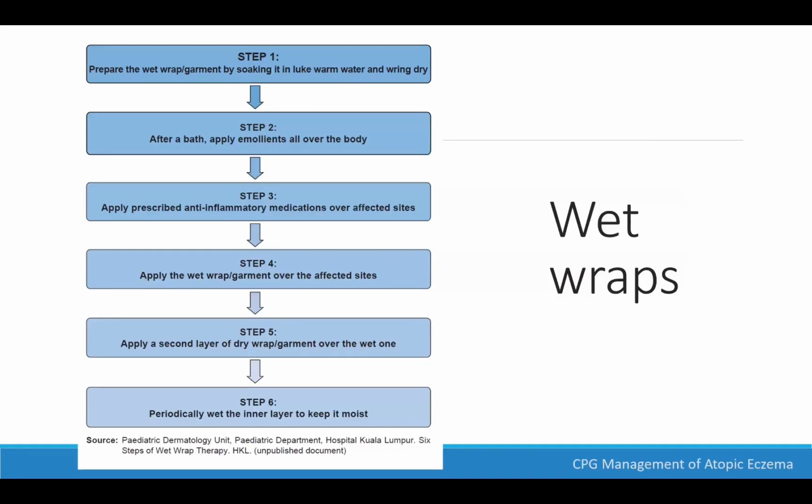You can also consider the use of wet wraps. So this is commonly used for pediatric patients with atopic eczema, but not when they are having an infection. So in step 1, you prepare the wet wrap or garment by soaking it in lukewarm water and wring dry. Next, after a bath, apply the emollients all over the body. And then you apply anti-inflammatory medications on the affected sites. Next, you apply the wet wrap or garment over the affected sites, and then apply a second layer of dry wrap or garment over the wet one. And finally, parents or patients have to periodically wet the inner layer to keep it moist.